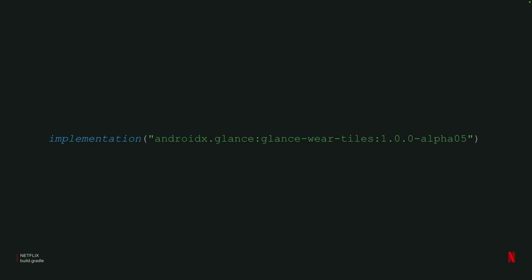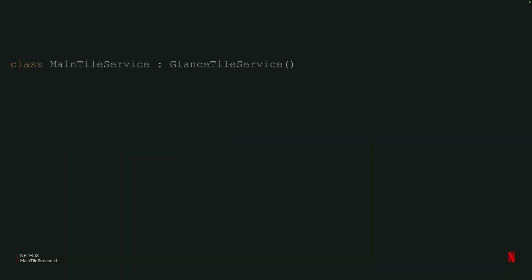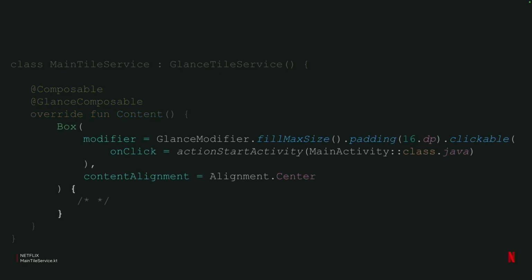Earlier I talked about how Glance is only used for app widgets. That was a little bit of a lie, because you can also use it to make Wear OS tiles. To do that, you'll use this Gradle dependency, and it's pretty straightforward from there. In this case, I have the main tile service extend the Glance tile service at this point. And from there, we just have to override the content function and annotate it with both Composable and GlanceComposable. And from there, we can use basically everything we talked about earlier to make whatever layout you're looking for.